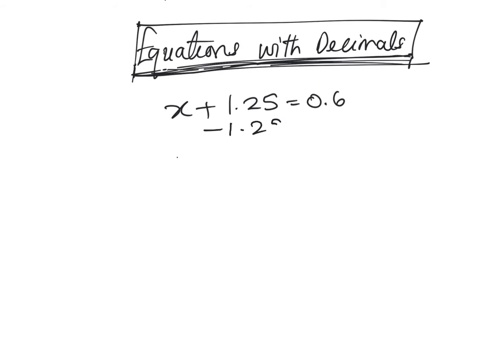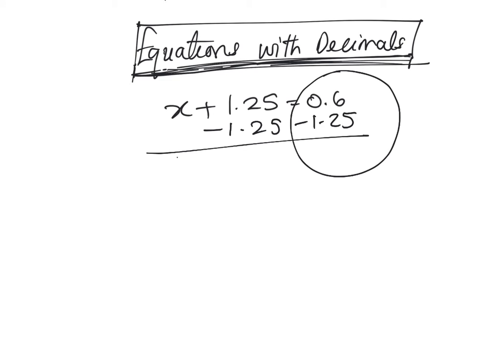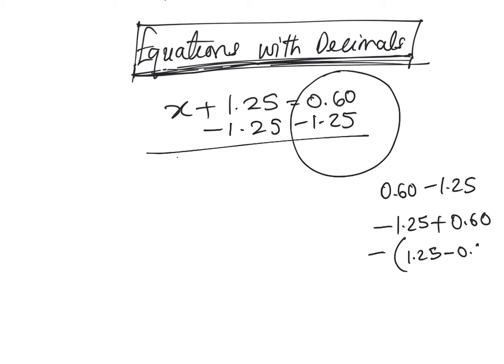You subtract 1.25 from both sides. And now you use the principle that you learned for subtracting and adding decimals earlier. So if you have a situation like this, which is 0.6 minus 1.25, you could technically write that as negative 1.25 plus 0.6. Remember the strategy where you put the 1.25 minus 0.6 and then you take care of what's inside the parentheses. So 1.25 minus 0.6, you have 5.